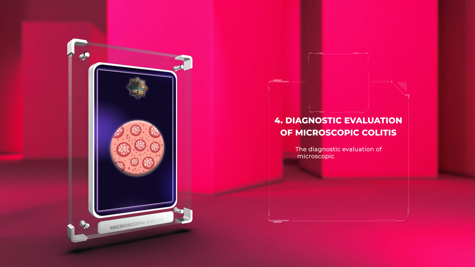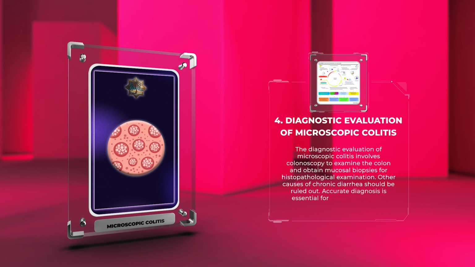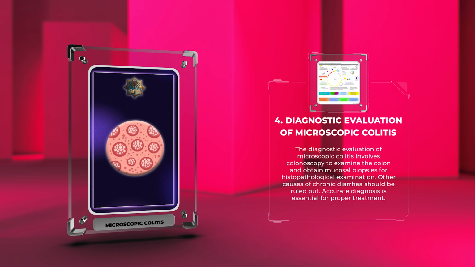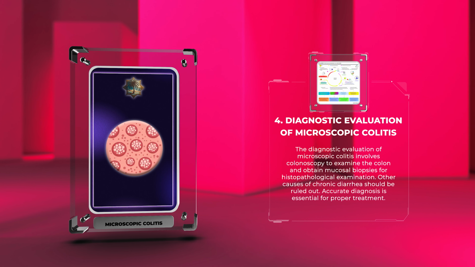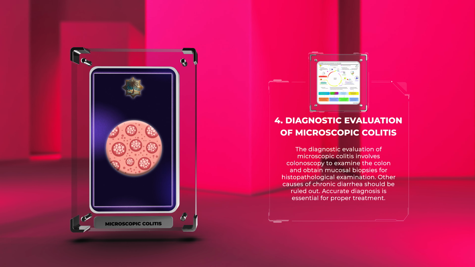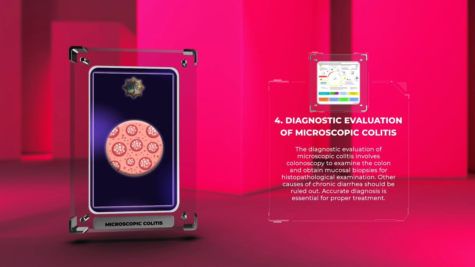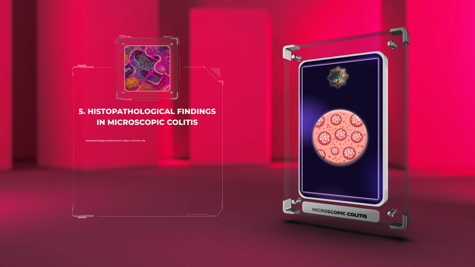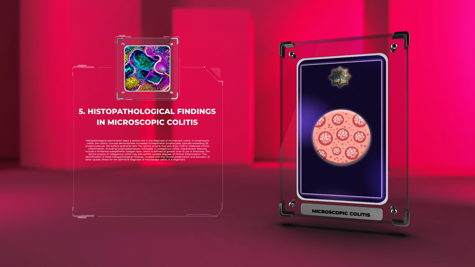The diagnostic evaluation of microscopic colitis involves colonoscopy to examine the colon and obtain mucosal biopsies for histopathological examination. Other causes of chronic diarrhea should be ruled out. Accurate diagnosis is essential for proper treatment. Histopathological examination plays a central role in the diagnosis of microscopic colitis.